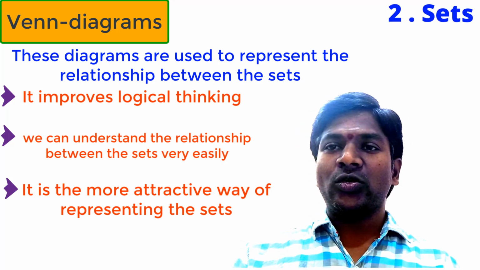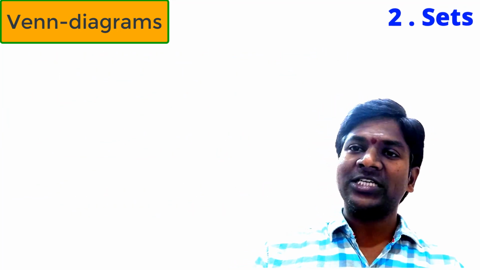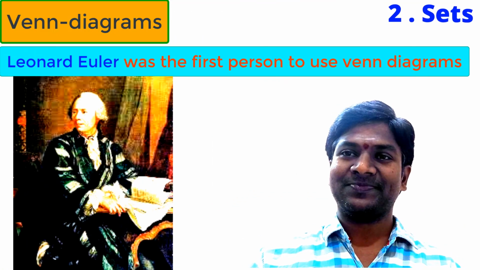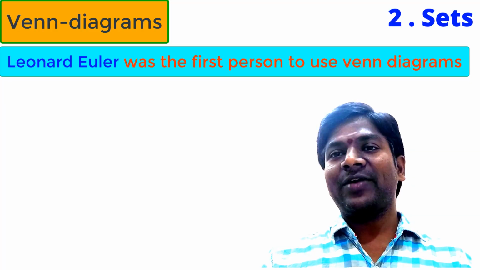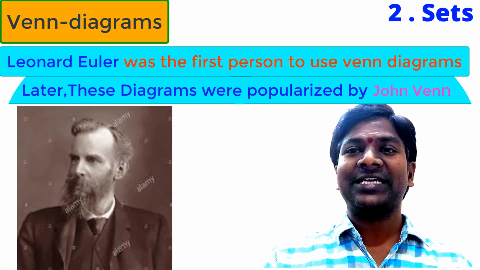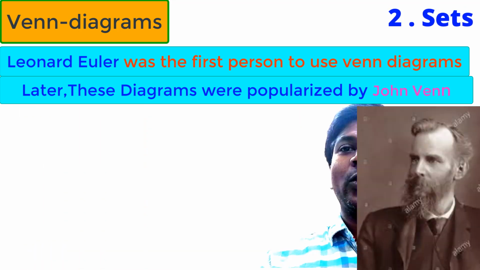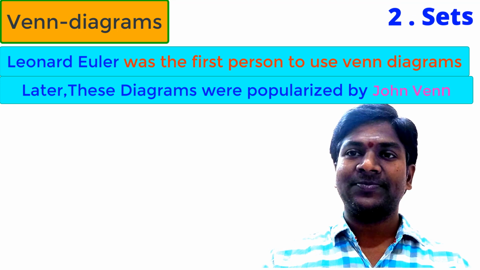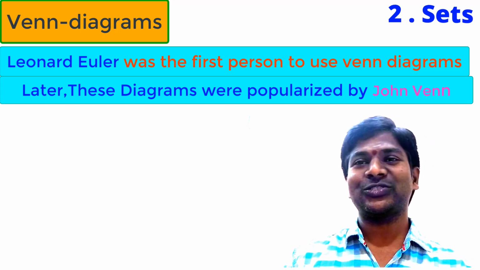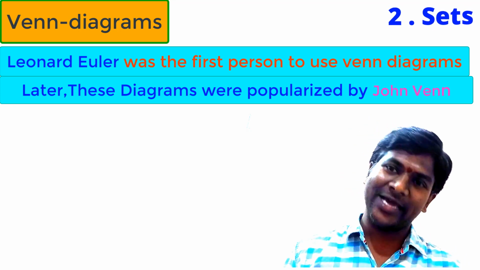Children, let us go to the history of Venn diagrams. Venn diagrams were first used by Leonhard Euler in the 1700s. After that, these diagrams were popularized by John Venn, a famous English logician, to represent the relation between sets. After John Venn, these diagrams are called Venn diagrams. Sometimes they are also called Venn-Euler diagrams, after John Venn and Leonhard Euler.